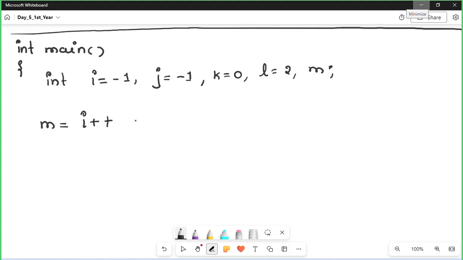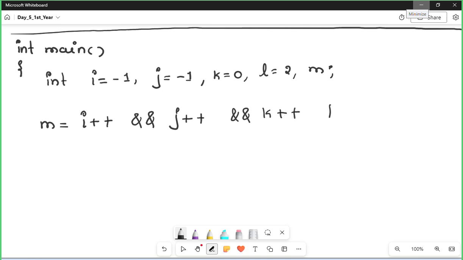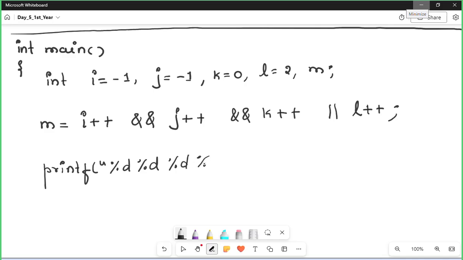Okay. Logical AND of j post increment, logical AND of k post increment, logical OR of L post increment. Then after that, print the value of I, J, K, L, M. Solve it. Try to solve it.